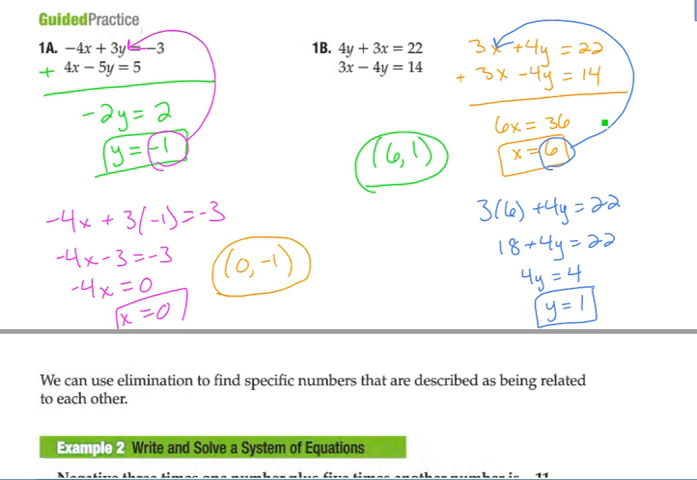1b, we had to go way back to step 1 on all of our steps and make sure that everything was aligned. This is not aligned. So I aligned my x's, I aligned my y's. That way, when I did finally add them together, y's were eliminated. Use that x value to substitute in and solve for my y. So the point that they share is (6, 1).